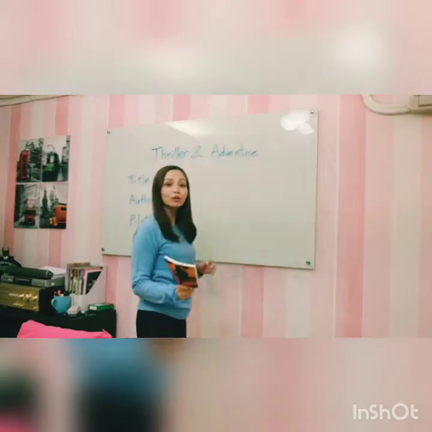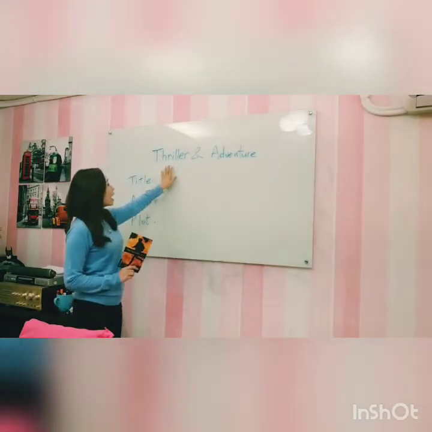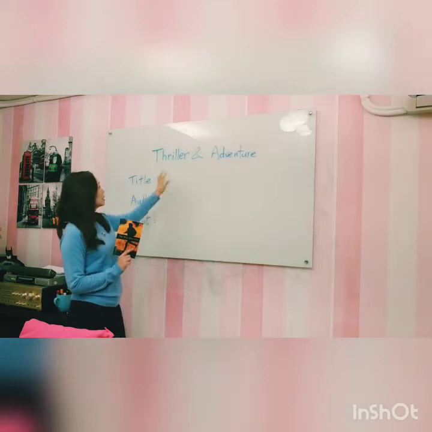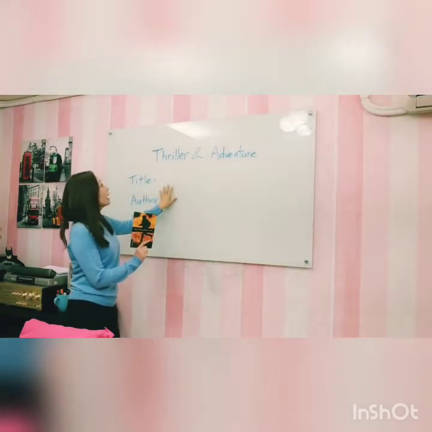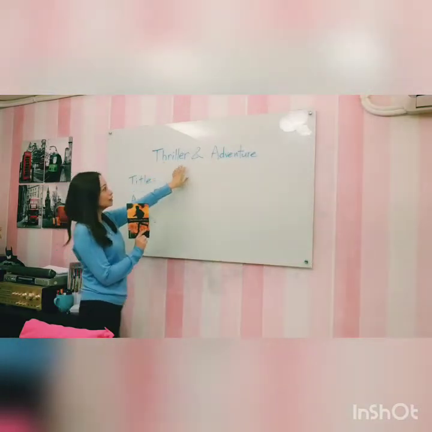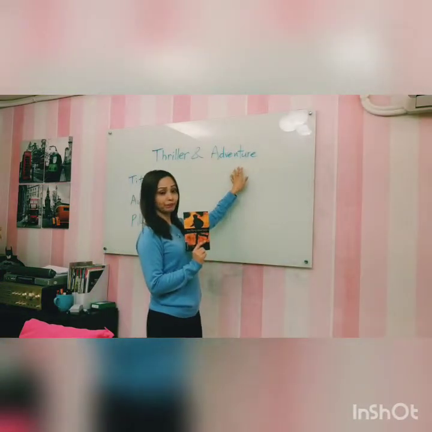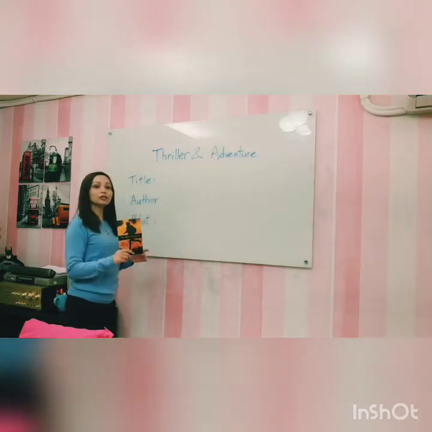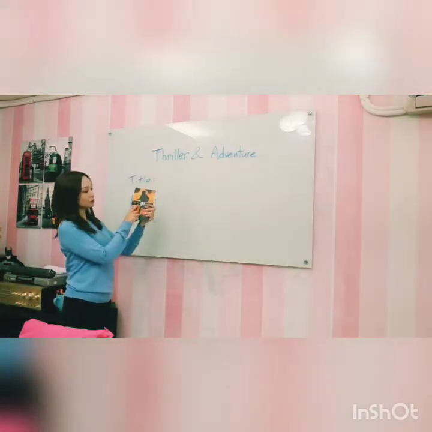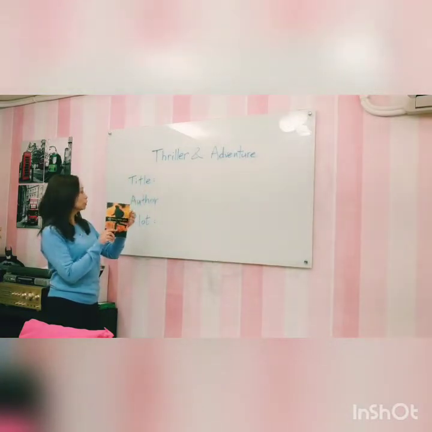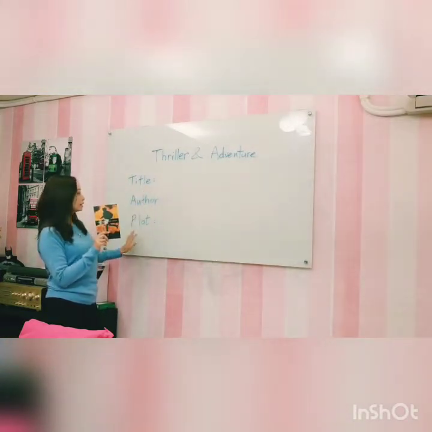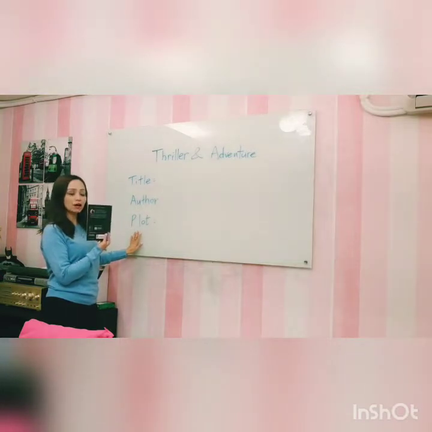Before we start, I'd like you to take out your notebook and write down the following information. The book is called, what's the book called? It's called The 39 Steps, right? And it is a thriller and adventure book. In your notebook, I'd like you to write the title, The 39 Steps, and also write down who the author is, and then leave a space for plot.